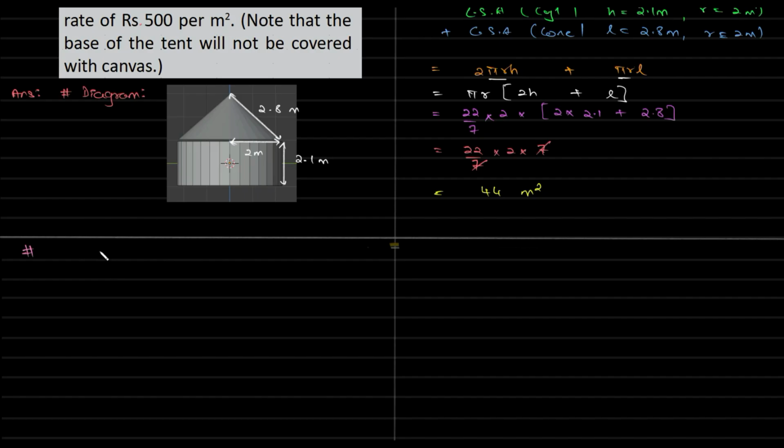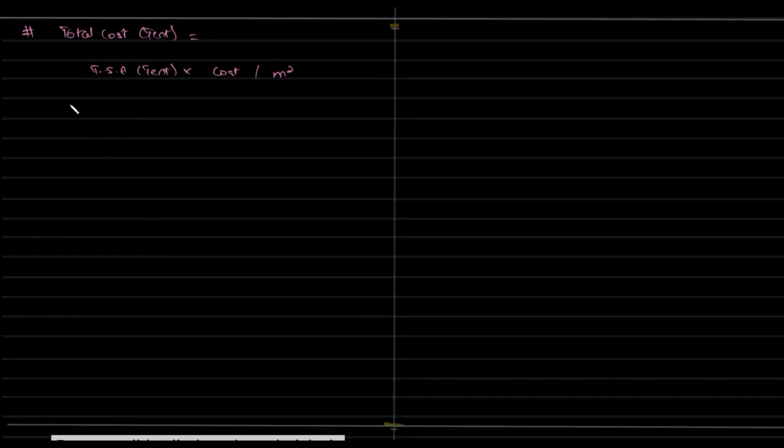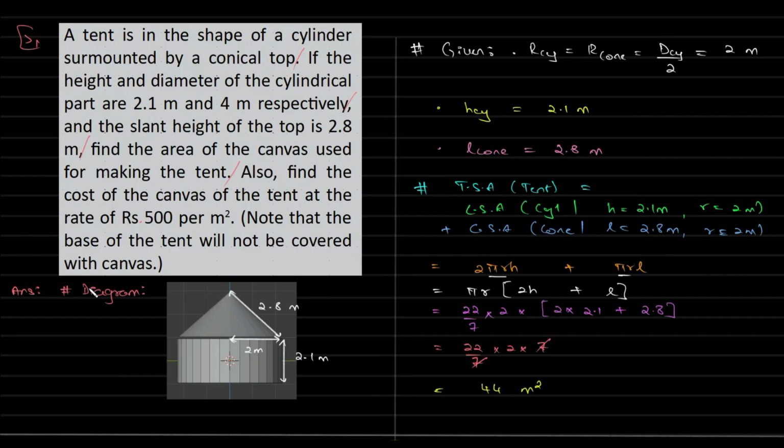Okay. So now total cost of the tent. That is total surface area of the tent into cost per meter square. So this is nothing but 44 into 500. This is 1000 by 2, 22, then 3 zeros. So many rupees only. Okay, and yes, we have the answer. You can have a look at the answer now.